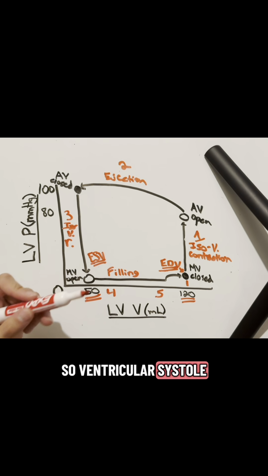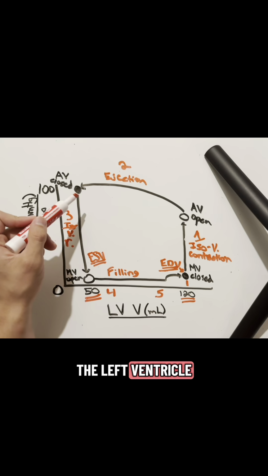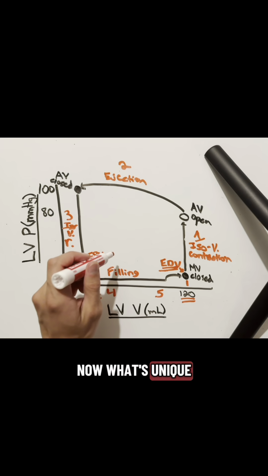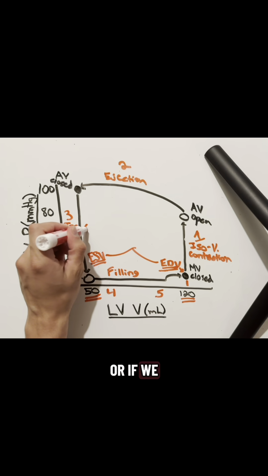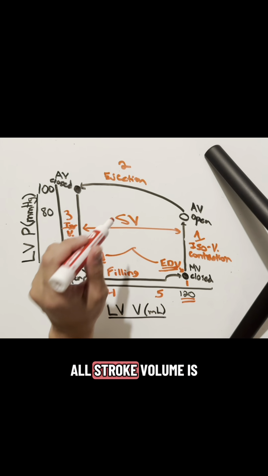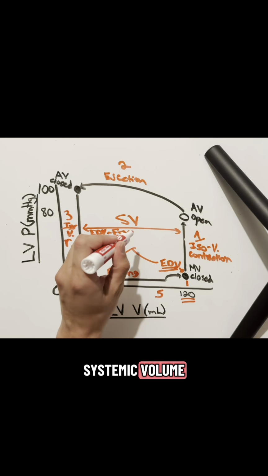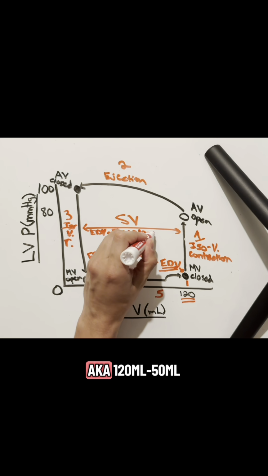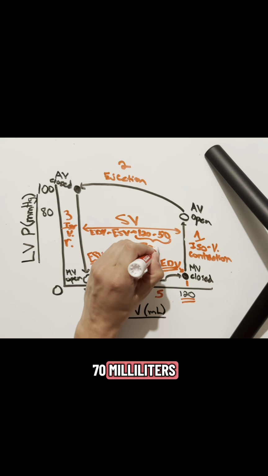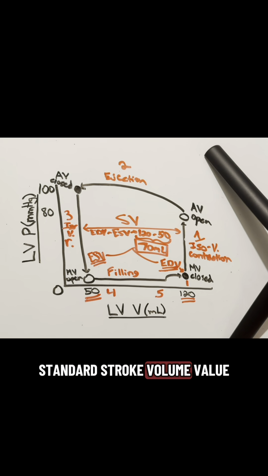So ventricular systole is what allows us to eject the blood. So right after we eject the blood, the volume in the left ventricle is our end systolic volume, and that is 50 milliliters. Now what's unique is if we take both of these values, or if we take this difference here, we get our stroke volume. And stroke volume is end diastolic volume minus end systolic volume, aka 120 milliliters minus 50 milliliters, and what that gives us is 70 milliliters. And 70 milliliters is the standard stroke volume value.